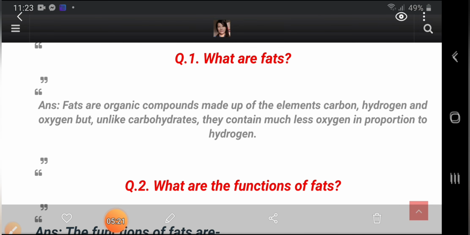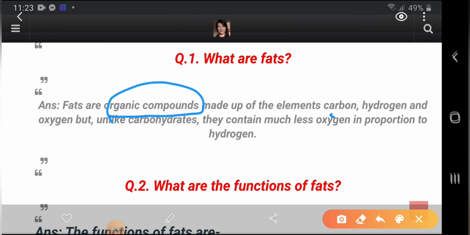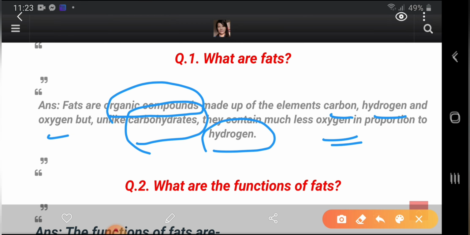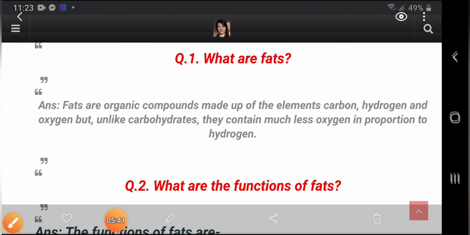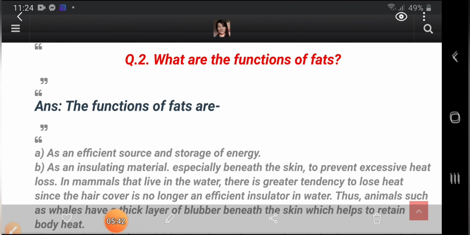So what are fats? Fats are organic compounds made up of the elements carbon, hydrogen and oxygen, but unlike carbohydrates, they contain much less oxygen in proportion to hydrogen. So that is fats. But what are the functions of fats?